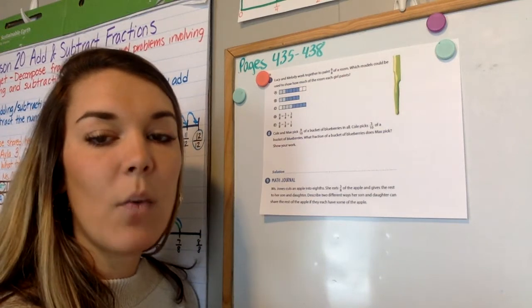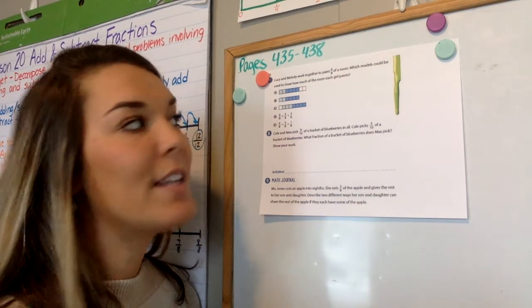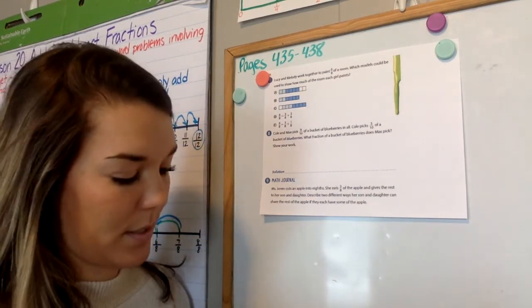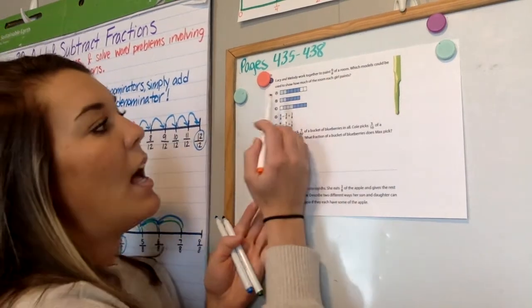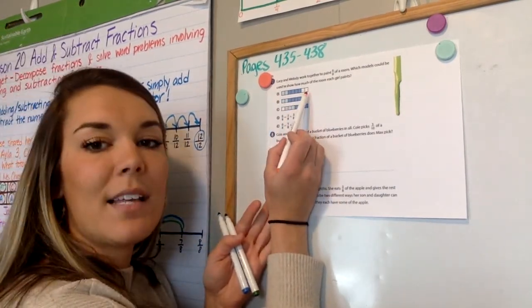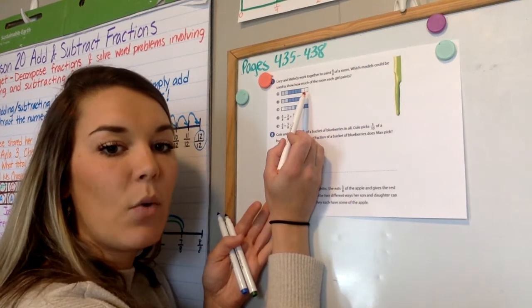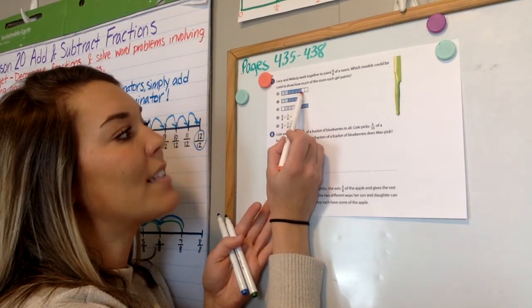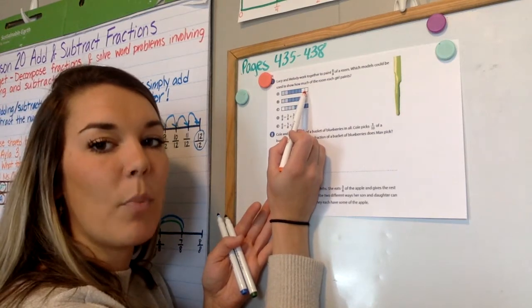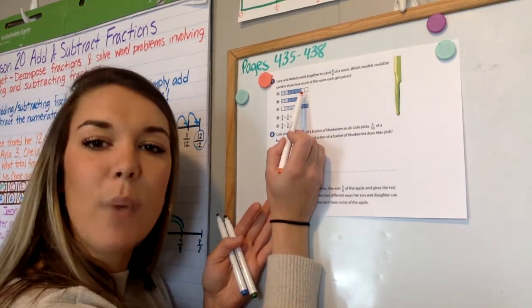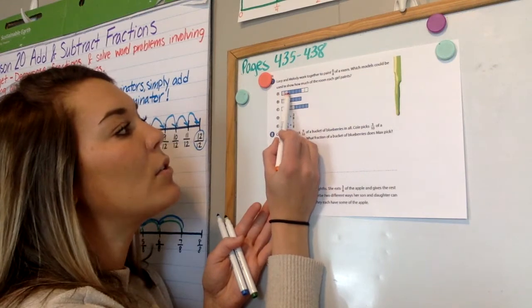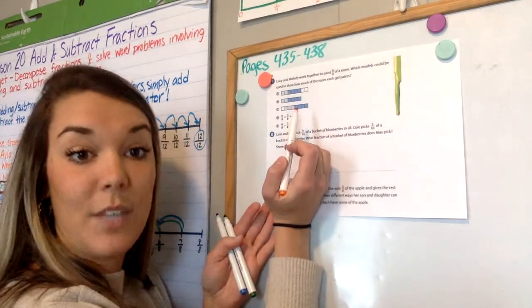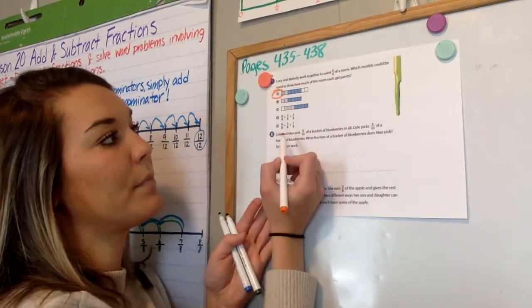So, I need to say which models are going to equal 6/8. So, first, if I'm looking at an area model like this, I first of all need to make sure there are 8 equal parts because that's my denominator. So 1, 2, 3, 4, 5, 6, 7, 8. Yep, that one has 8 equal parts. Are 6 of those parts shaded? 1, 2, 3, 4, 5, 6. Yep, so that one shows 6/8.